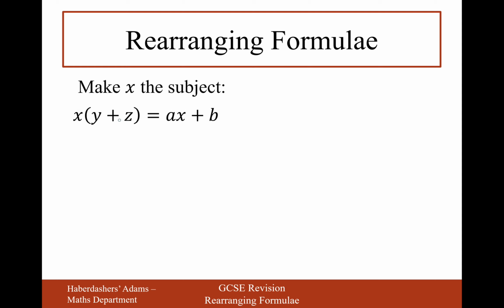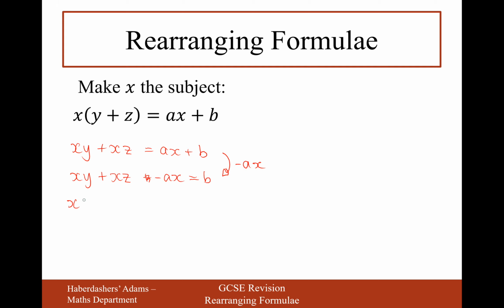So again, first thing I'll do is I'll expand the brackets. xy plus xz equals ax plus b. Now the next thing I'll need to do is group all the x's on the same side. I've got 1, 2, 3 things with x's in here, so it'll probably be easier if I move the ax onto the left hand side. So take away ax from both sides, so it's xy plus xz minus ax equals b.